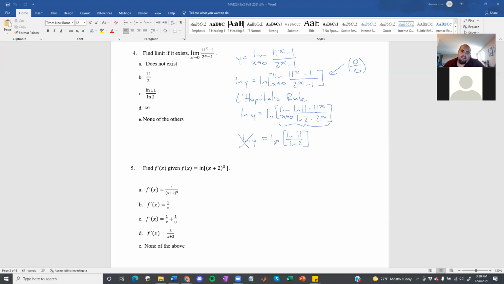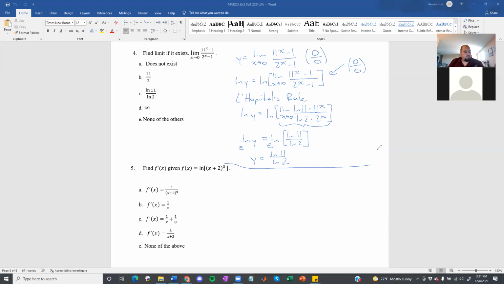Yeah. So we didn't need to do this natural log step. By the time we get here, we can exponentiate both sides and we get y equals natural log of 11 over natural log of 2. But the key for this one is realizing that you have this indeterminate form, which gives you justification to use L'Hopital's rule. Okay. Gotcha.